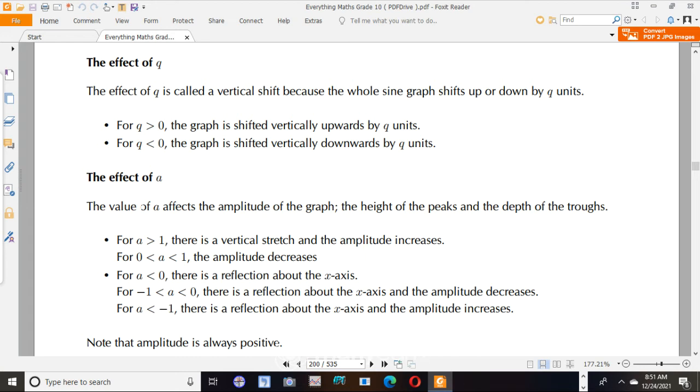The effect of a. The value of a affects the amplitude of the graph, the height of the peak, and the depth of the trough. For a greater than 1, there is a vertical stretching and the amplitude increases. For 0 less than a less than 1, the amplitude decreases. For a less than 0, there is a reflection about the x-axis. For -1 less than a less than 0, there is a reflection about the x-axis and the amplitude decreases. For a less than -1, there is a reflection about the x-axis and the amplitude increases.